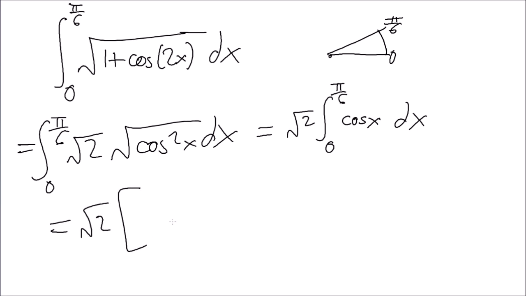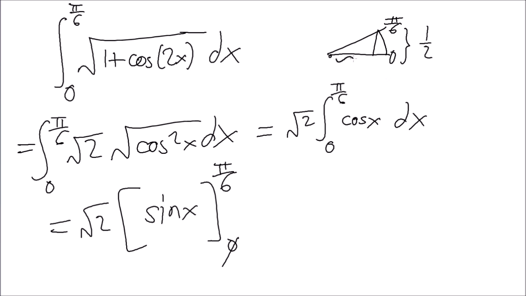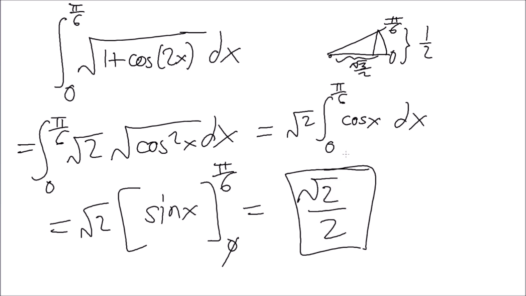So square root of 2, this is sine of x, because it's a simple integral. 0 to pi over 6, sine of 0, we know that's 0. Sine of pi over 6 is 1/2. Cosine will look like this, this is root 3 over 2, right? But we have sine of x, so sine of pi over 6, that's 1/2. So our answer is root 2 over 2.